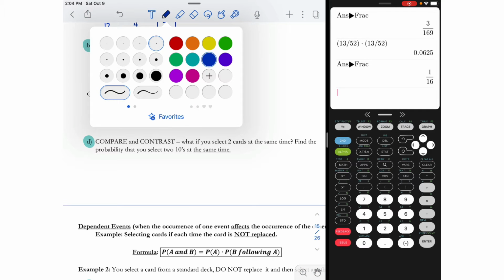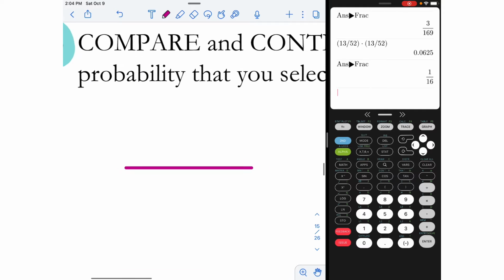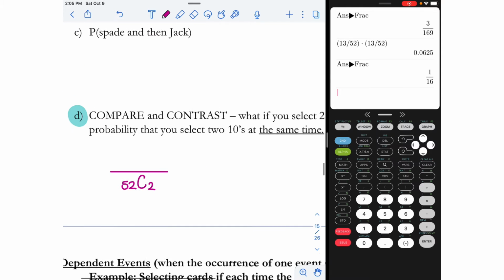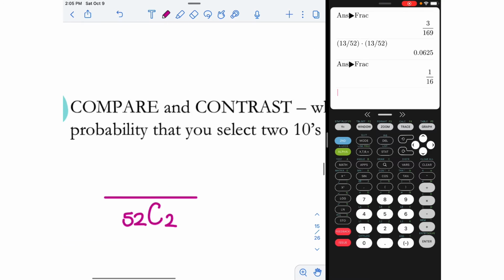So if I'm selecting two items at the same time, that's when we have to use combinations. So I'm choosing two cards from 52, and I want to select a 10 and a 10.